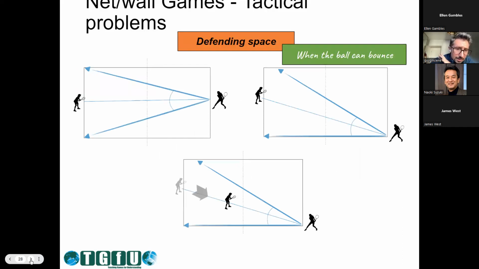Next slide, please. And now here is an example of defense. So basically defending space on the court. The idea here is to close the opponent's attack angle. In games where the ball can bounce, I always try to stay in the middle of attacking possibilities, as we can see in the pictures here. I always try to be in the center of the angle and try to defend the space, defend the possibilities of attack.